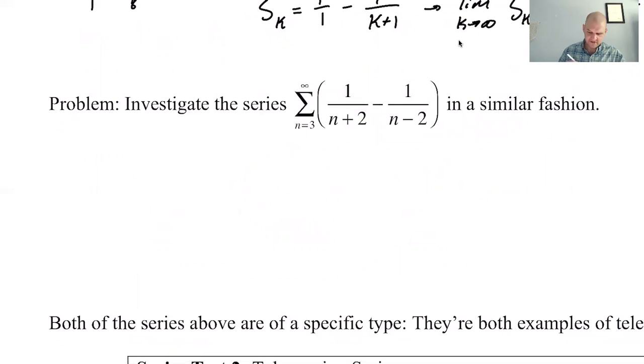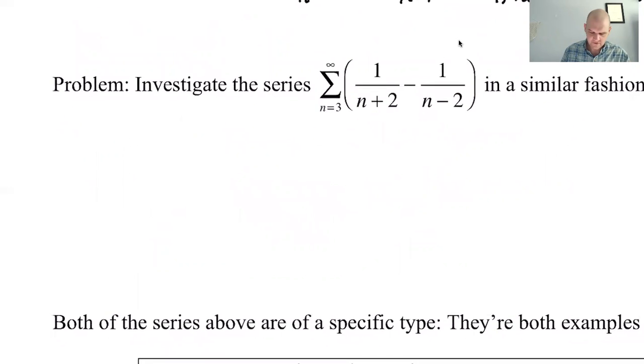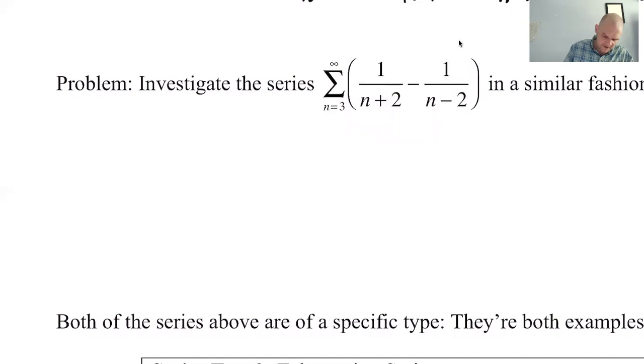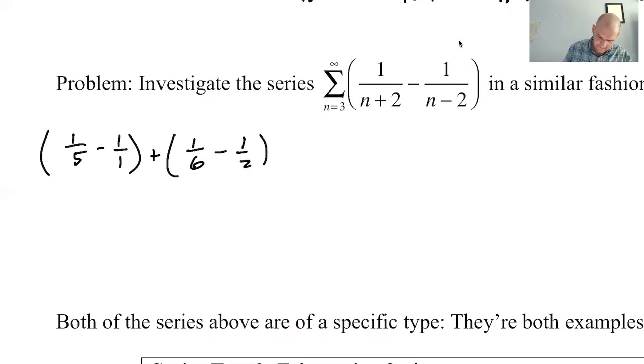All right, investigate the series from n equals 3 to infinity of 1 over n plus 2 minus 1 over n minus 2, in a similar fashion. It doesn't tell us how many terms we need, so we're going to go until we think we see the pattern. Let's start with n equals 3, which gives 1/5 minus 1/1, and then plus n equals 4, 1/6 minus 1/2.